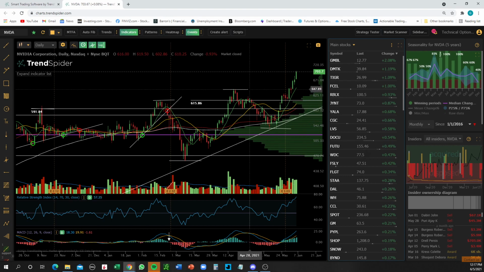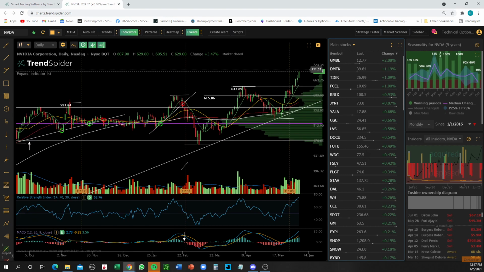And then it bounces. Now you see this. This was a great entry point here. Breaks the previous resistance with a nice candle. You get 2 days of upticks. Nice swing here. So this is what I do and how I trade options, as well as you can apply this to common shares.